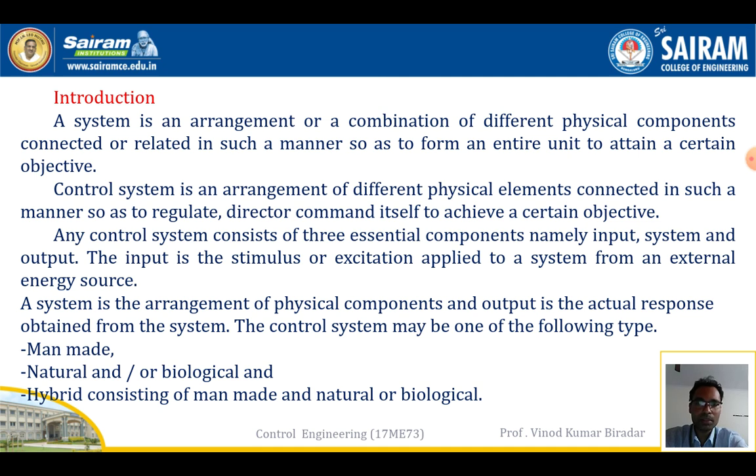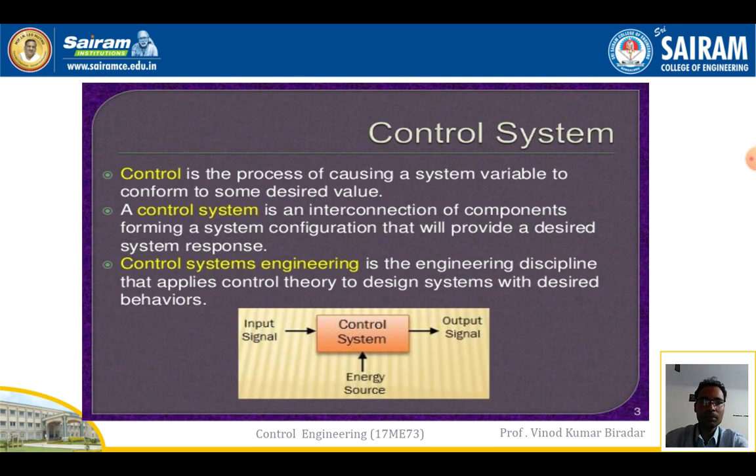A control system may be of the following types: man-made, natural or biological, and a hybrid consisting of man-made and natural or biological. To understand, a control system is an arrangement of systematic components connected to each other to give the desired output. Let me study it with a block diagram.